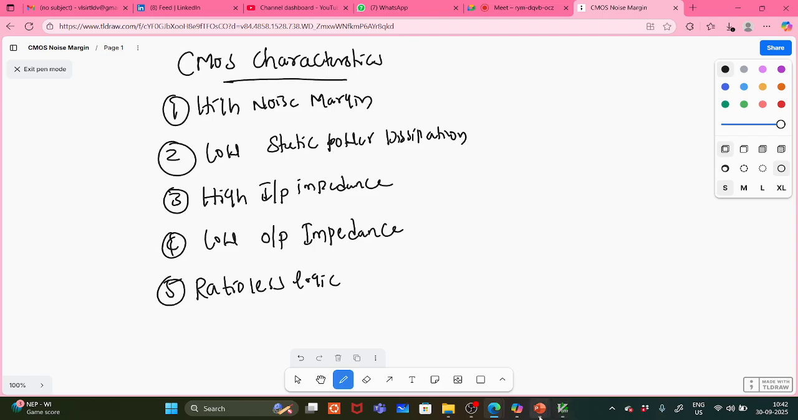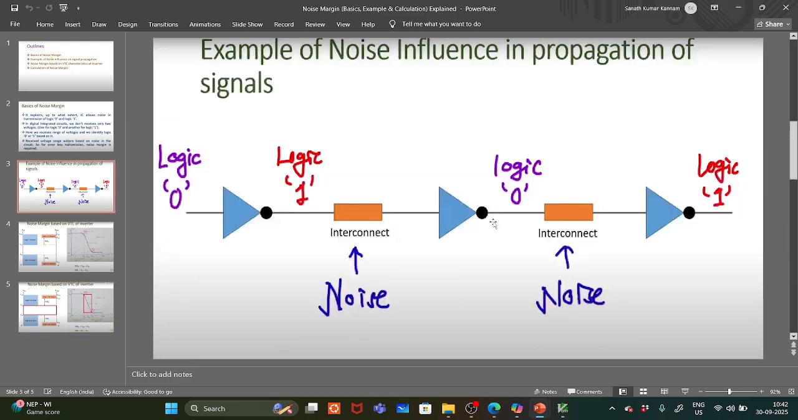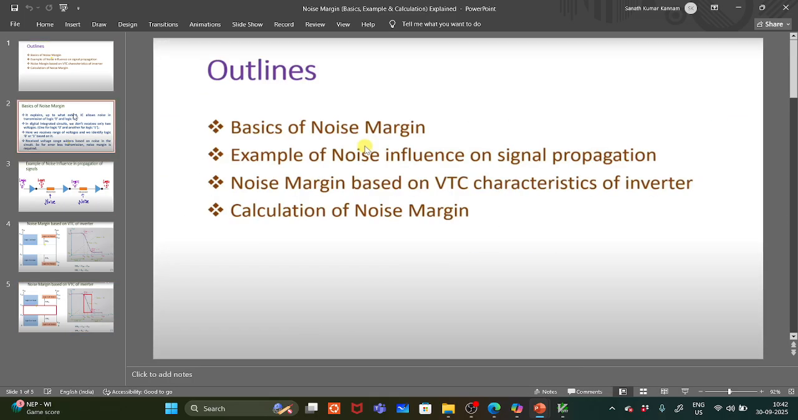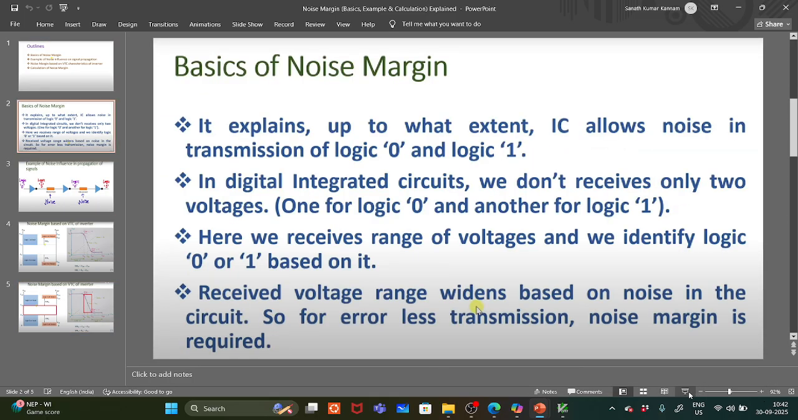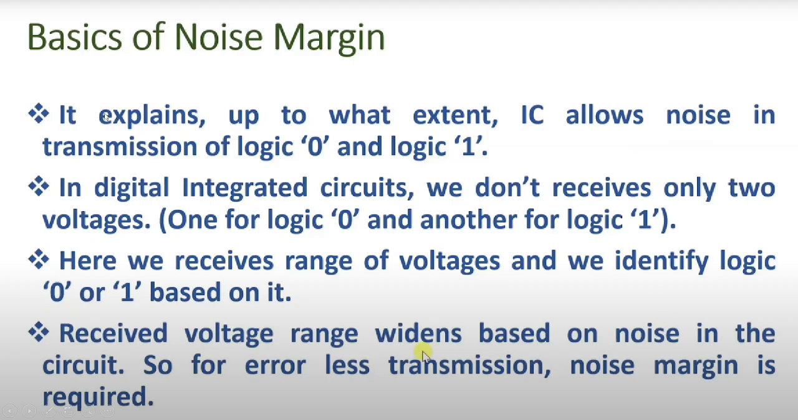And next, see here, what is this noise margin? Noise margin explains up to what extent an IC allows noise in the transmission of logic 0 and logic 1. How much noise it can allow, that is noise margin.